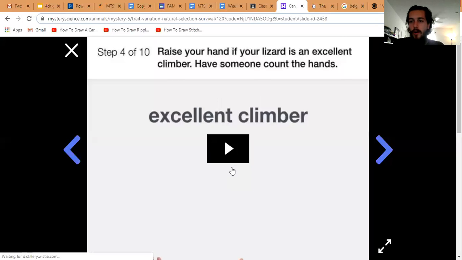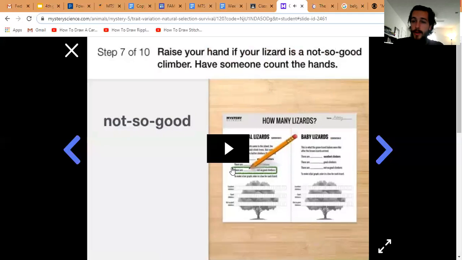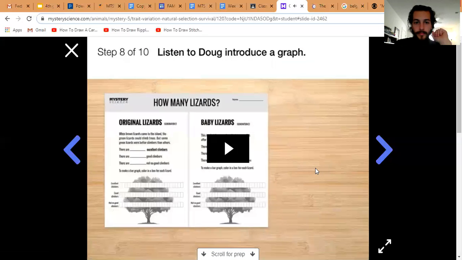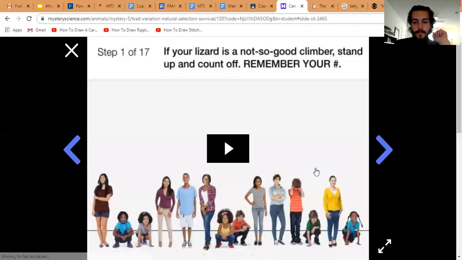What this is basically, you're going to get a card and you're basically going to become a lizard. You're either going to be a not so good climber, a good climber, or an excellent climber. If you are a not so good climber, then of course your sticky scales aren't so good. If you are a good climber, you have more sticky scales, and if you're an excellent climber, you have even better sticky scales on your hand.